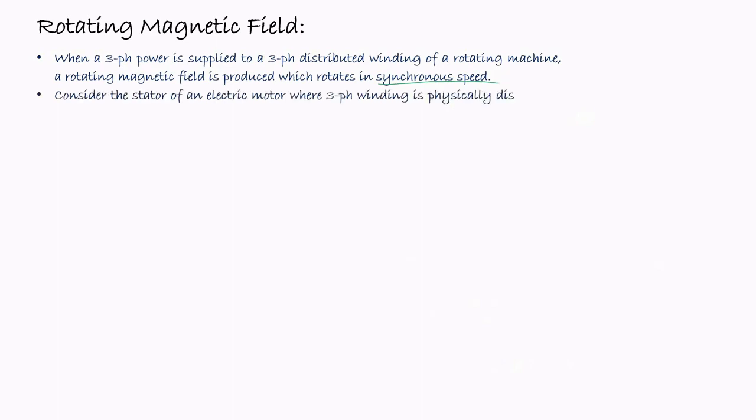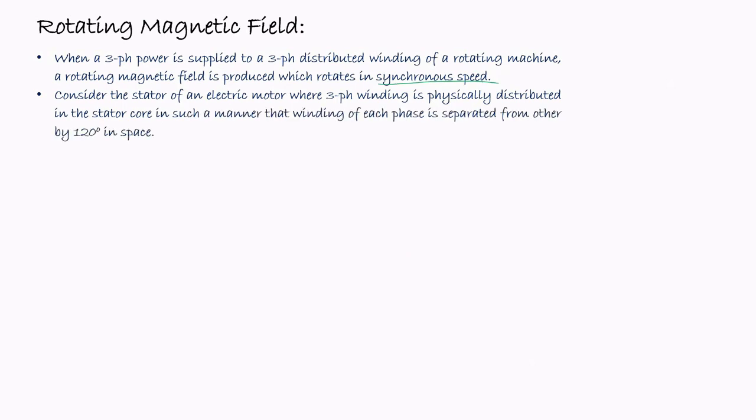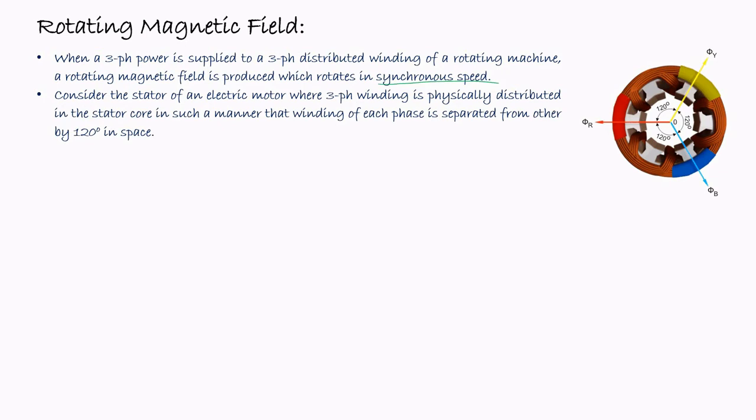Consider the stator of an electrical motor where three-phase windings are physically distributed in the stator core in such a manner that the winding of each phase is separated from the other by 120 degrees in space. So here in this figure we can see that it is a three-phase stator winding where each phase is separated from each other by 120 degrees. So this is the R phase, then Y phase, and then the B phase.